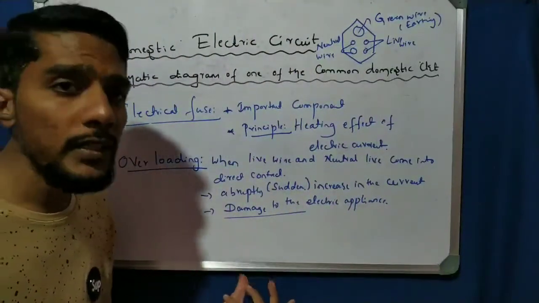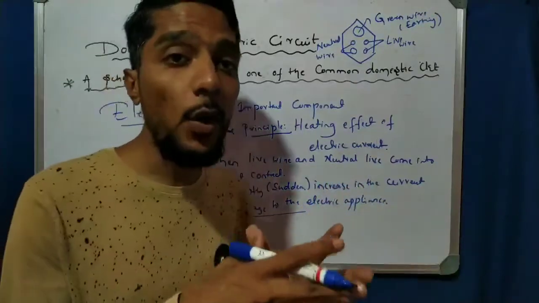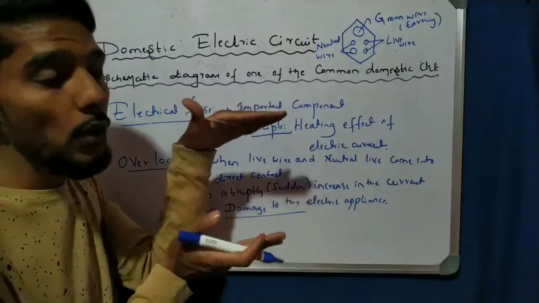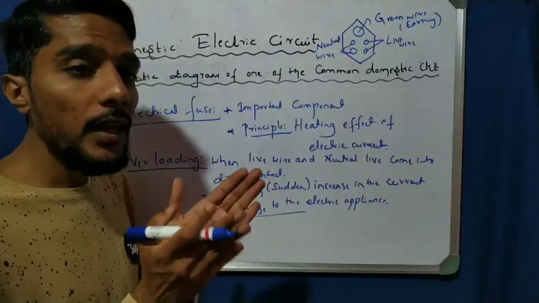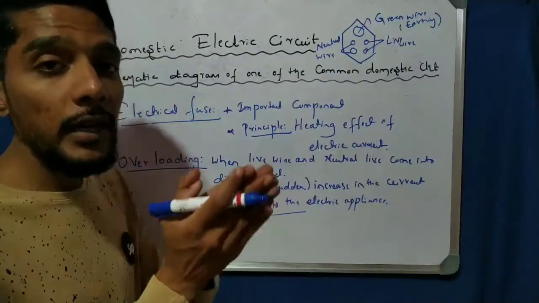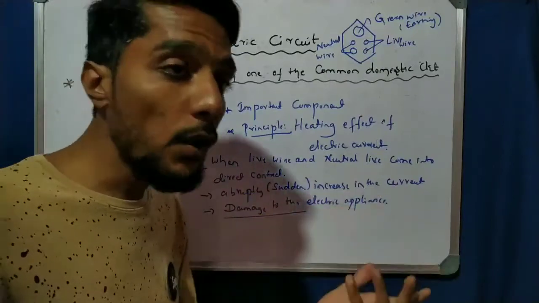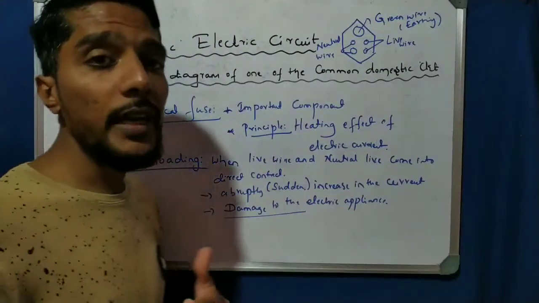So why does overloading happen? Overloading is when the live wire and the neutral wire come in contact with each other. We know that the live wire is separate and the neutral wire is separate. There is no connection between them. They are parallel to each other. But sometimes when the live wire, that is the red wire, and the black wire come in direct contact, there is a sudden increase in the current.